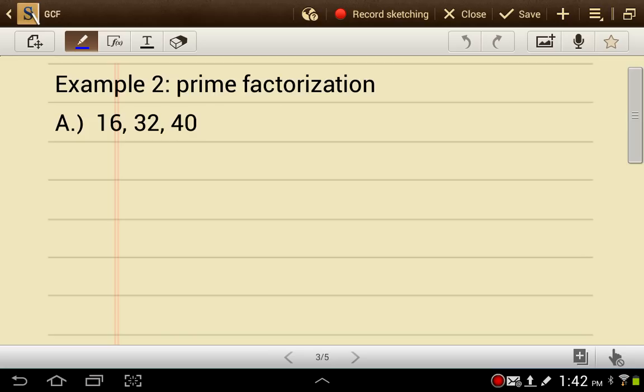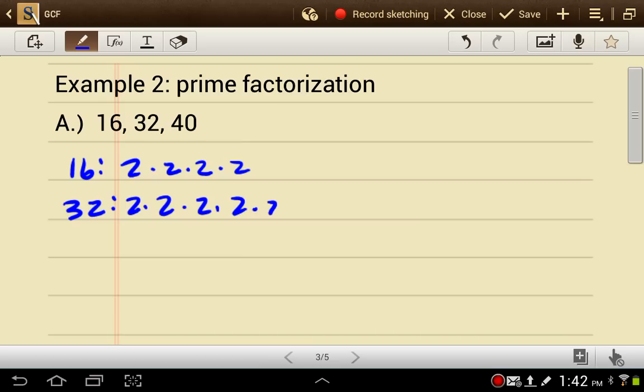To do that, all I'm going to do for each number is write its prime factorization. So when you look up 16, you should have 2 times 2 times 2 times 2. I'm going to look up 32, and I'm going to have 2 times 2 times 2 times 2 times 2. Okay? Then I look up 40, and for 40, I have 2 times 2 times 2 times 5. Okay? And that's what I have.